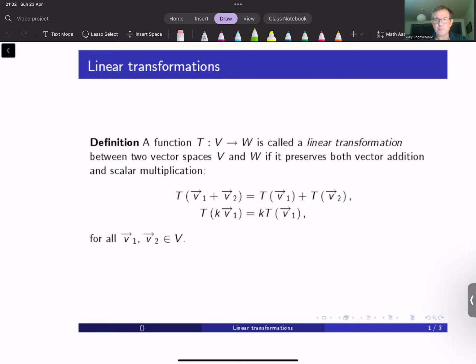it preserves both vector addition and scalar multiplication, which means that the result of the action of T on the sum of vectors v1 and v2 will give us the sum of images of those vectors in the space W, T of v1 plus T of v2. Likewise, T applied to the product of a scalar k and the vector v1 will give us the product of a scalar k and the image T of v1 of the vector v1 in the space W. And this should hold for all v1 and v2 in the vector space V.